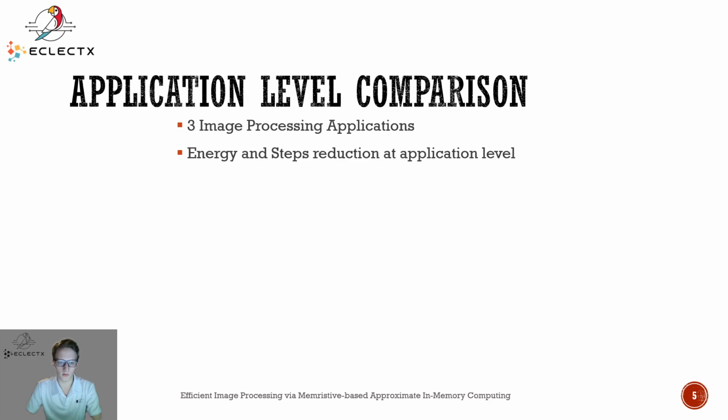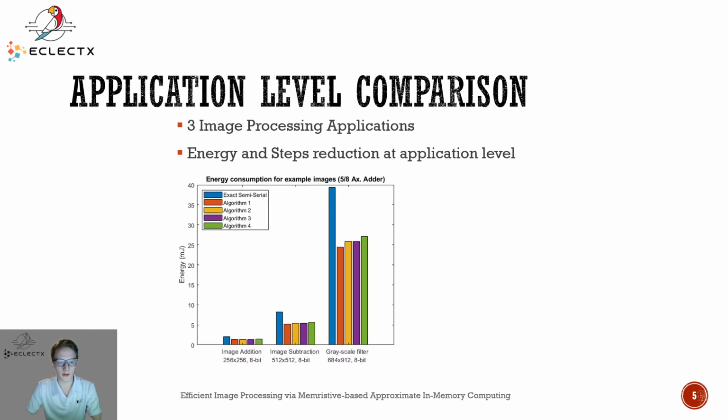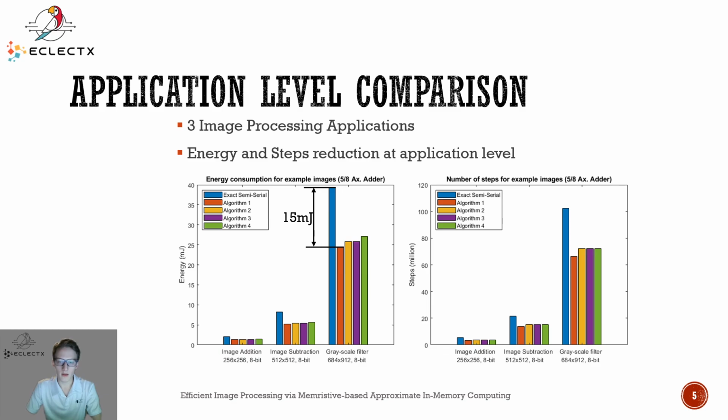approximated approach is used. Here you can see the energy consumption for the 3 applications with an approximation degree of 5 out of 8. And as you can see, our first algorithm, being the most efficient one, can save up to 15 millijoule of energy for a single image. The same is true for the number of steps, where our first algorithm is also the fastest algorithm, and up to 36 million steps can be saved.